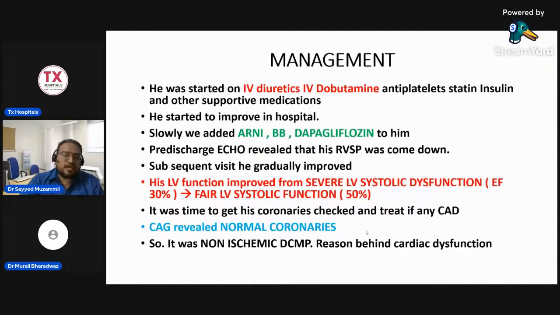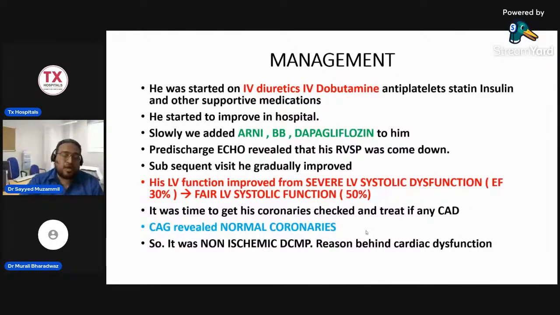So after that, on an OPD basis, we did his 2D echo again and we found that gradually his severe LV dysfunction, which was having ejection fraction 30%, improved to fair LV systolic function, 50%. So I have to give a message that anti-heart failure medications not only treat heart failure, but they cause reverse remodeling of the patient.